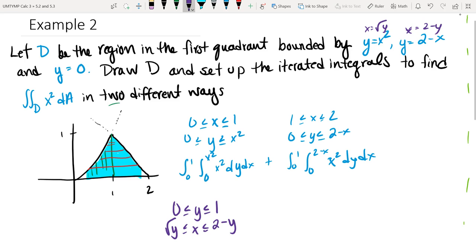With this, I don't have to split it into pieces, because as you see in my red slices, I just have one chunk, one set of continuous functions. So this gives me the integral from 0 to 1, and then from the square root of y to 2 minus y of x squared dx dy. Both methods are valid, and I believe we've completed the problem because we drew D and set up the iterated integrals in two different ways. The first was via a type 1 region, and the second was by a type 2 region.